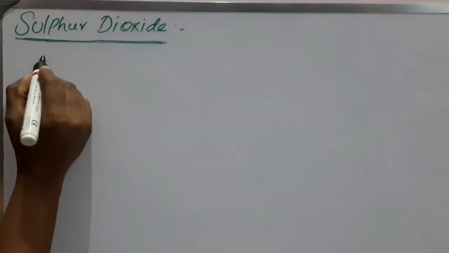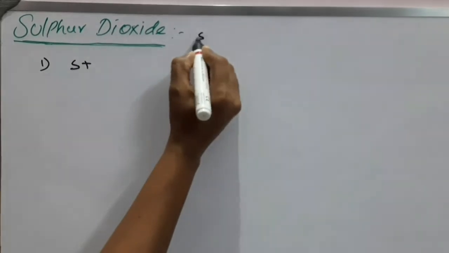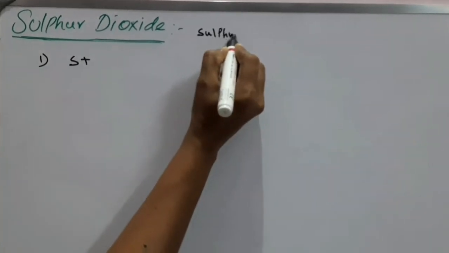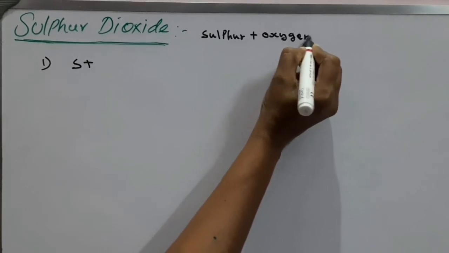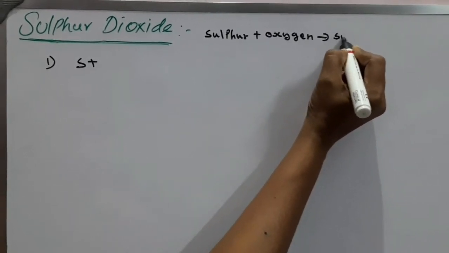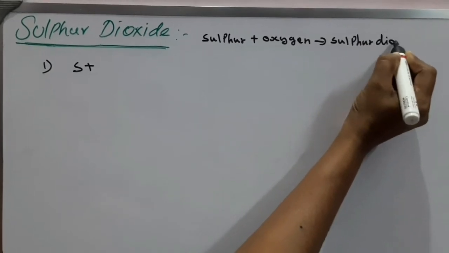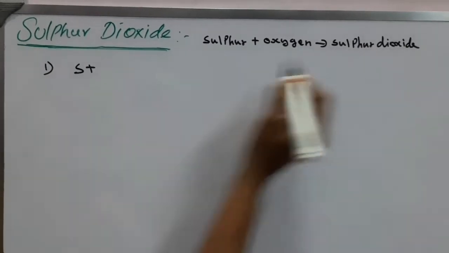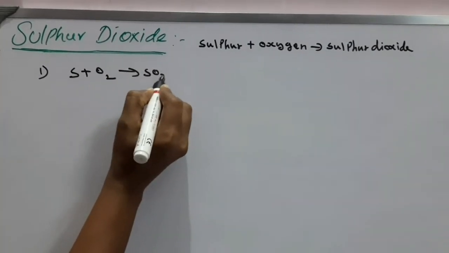The first one: normal sulfur is treated with oxygen or air to form sulfur dioxide. So sulfur reacts with oxygen to form sulfur dioxide.